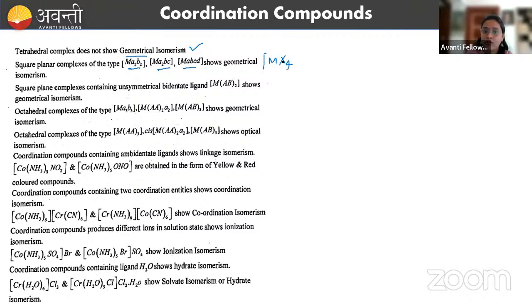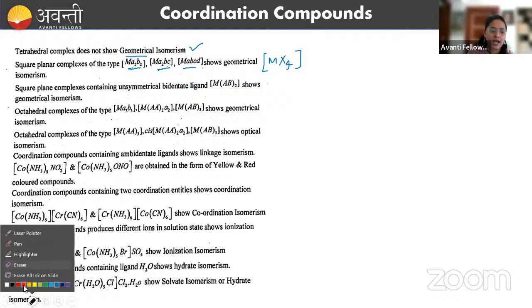MX4 type of coordination complexes are going to show geometrical isomerism. तो यहाँ पे दो सेम होंगे, या फिर दो अलग और दो सेम होंगे, या फिर चारों अलग ligands होंगे. They are going to show the geometrical isomerism. Next, square plane complexes containing unsymmetrical bidentate ligand. If our bidentate ligand is unsymmetrical, they are also going to show the geometrical isomerism.